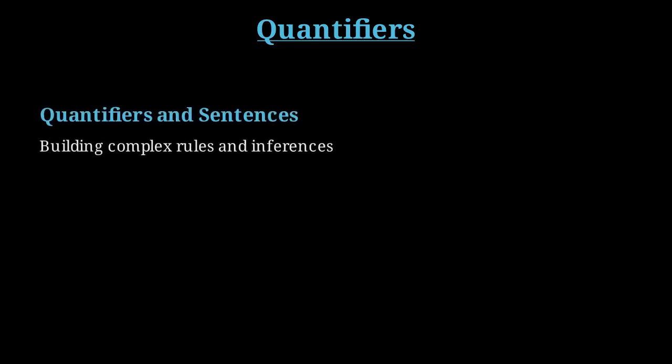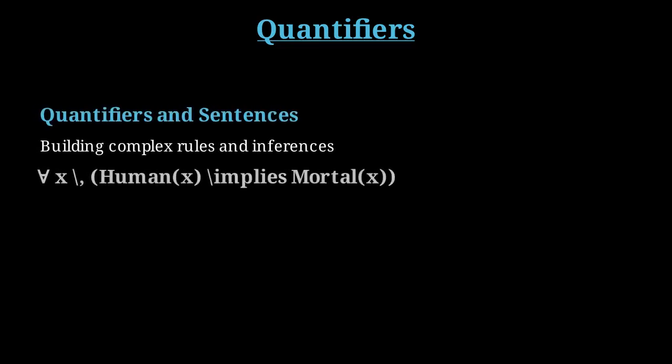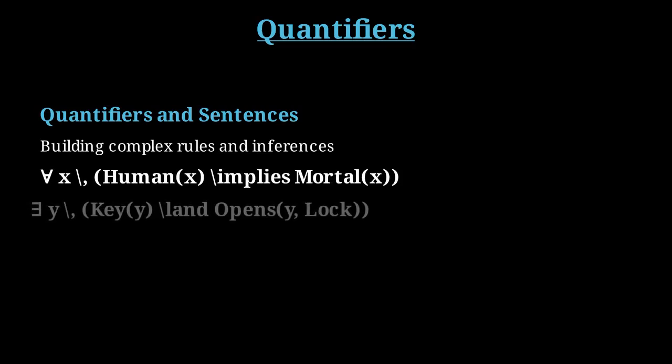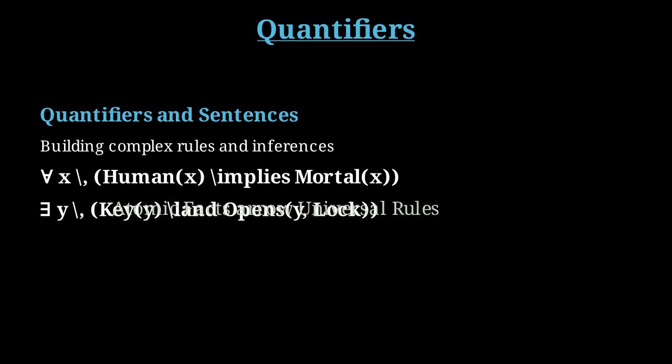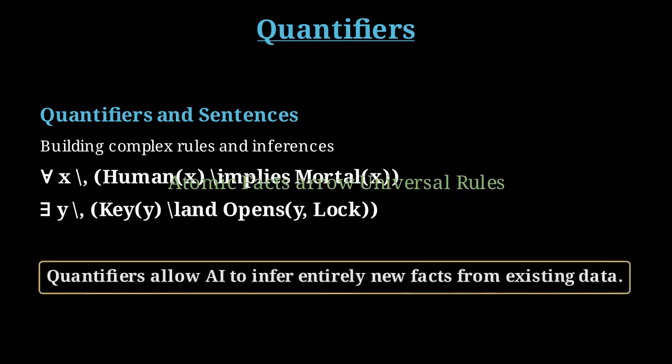With constants, variables, predicates, and functions, we can construct complex logical sentences. But the true magic happens when we add quantifiers. The for-all quantifier lets us state universal rules, like every human is mortal. The exists quantifier lets us express that at least one object satisfies a condition, like there exists a key that opens this lock. By combining our grammar elements with these quantifiers, our AI can infer entirely new facts from existing data.